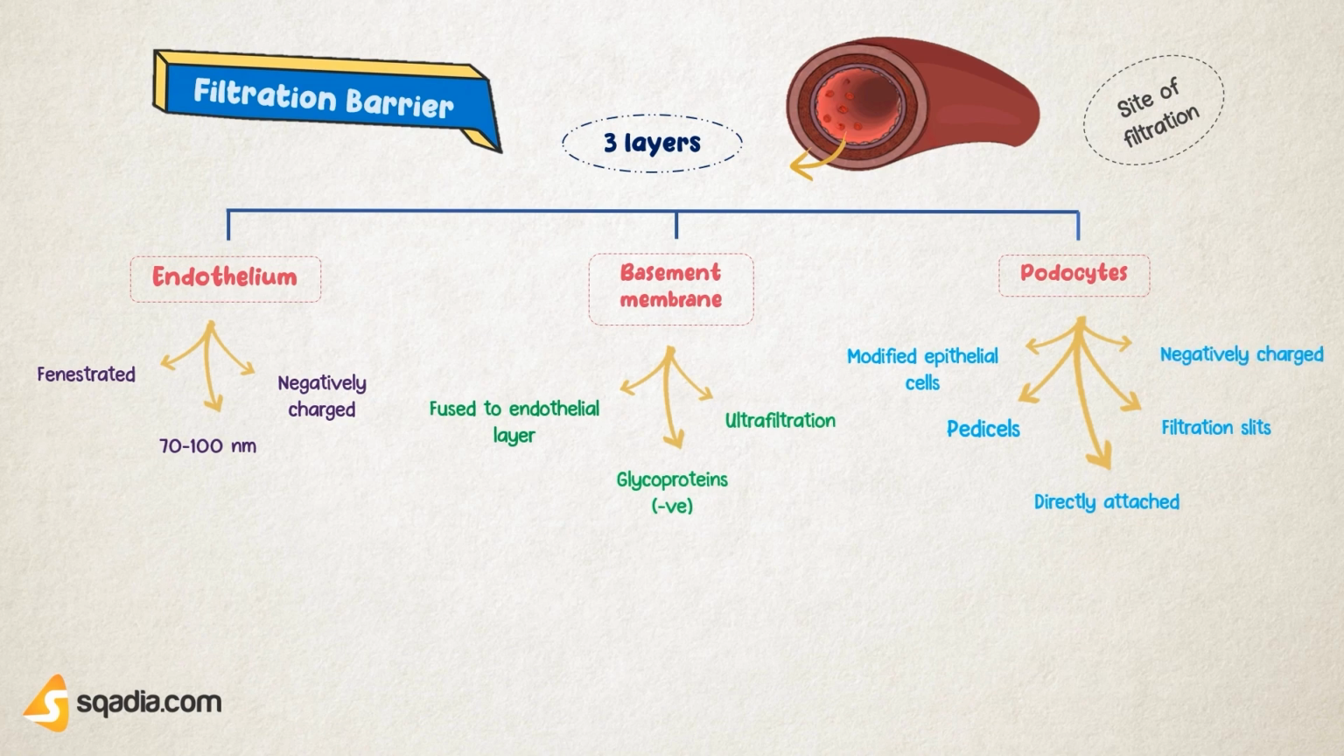These podocytes also have negative charges, and these negative charges provide further additional restriction to the filtration of plasma proteins. So all these three layers of the filtration barrier provide a barrier to the filtration of plasma proteins and blood cells, but they permit the rapid filtration of water and most of the solutes in the plasma.